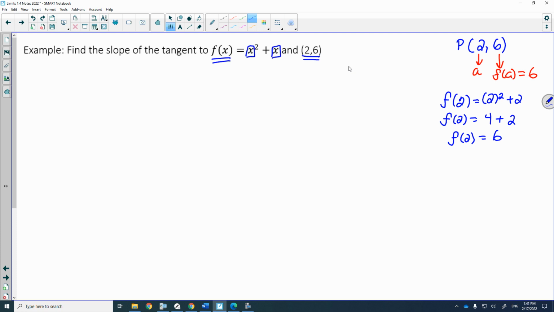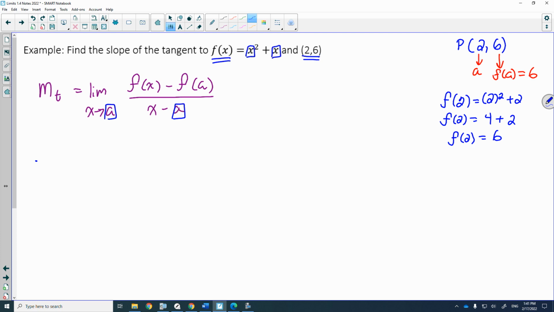Okay, so let's write the formula. So we're always going to start out with the slope of our tangent is equal to the limit as x approaches a of f of x minus f of a all over x minus a. We know from here what a is.